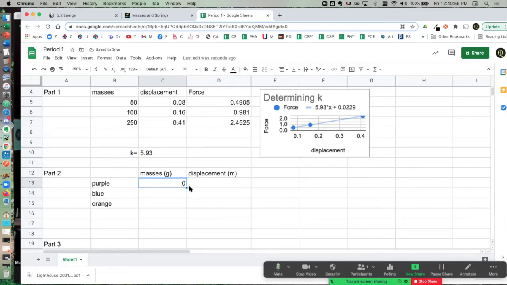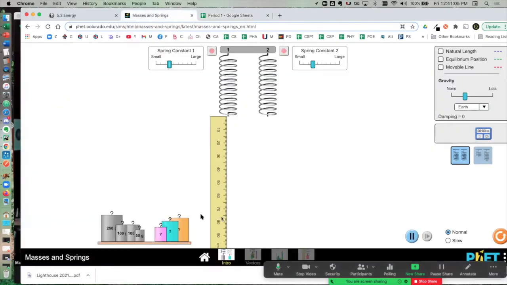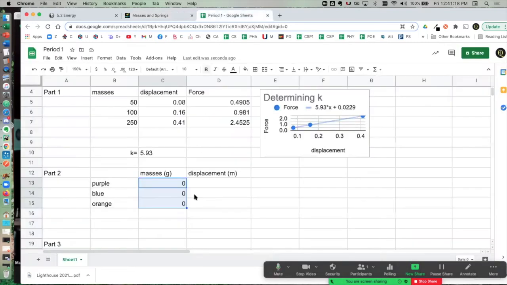Why is the mass 0? The displacement was 0. Okay, so I'm going to drag that down. And then we can run the experiment. So I'm going to get the purple mass. I'm going to put it on there. Click the stop button. Purple mass went down to looks like 12 centimeters. 0.12 meters. So moment of truth, 0.12, and the mass is 73 grams. That was kind of close to what we thought, wasn't it?